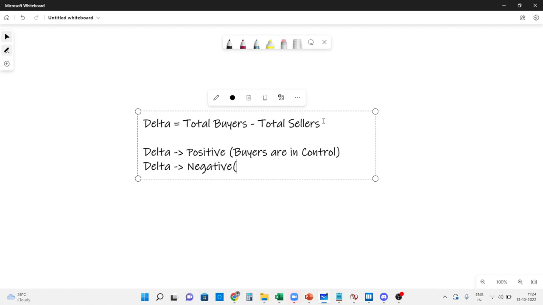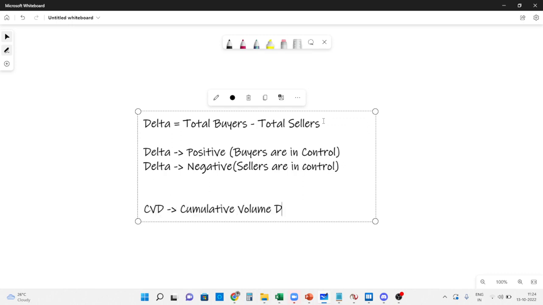It's a traditional order flow, very simple order flow concept. Nothing much complex over there. So CVD means cumulative volume delta.